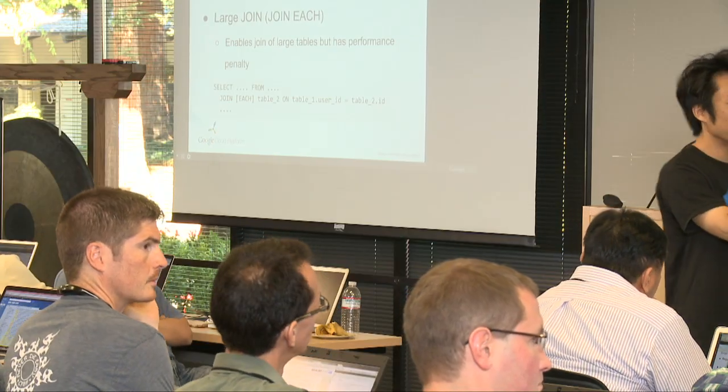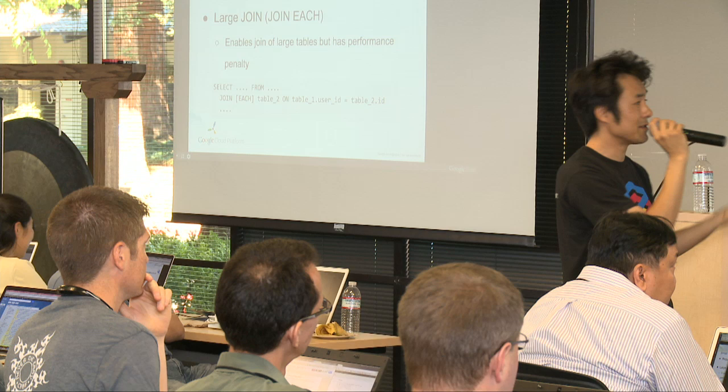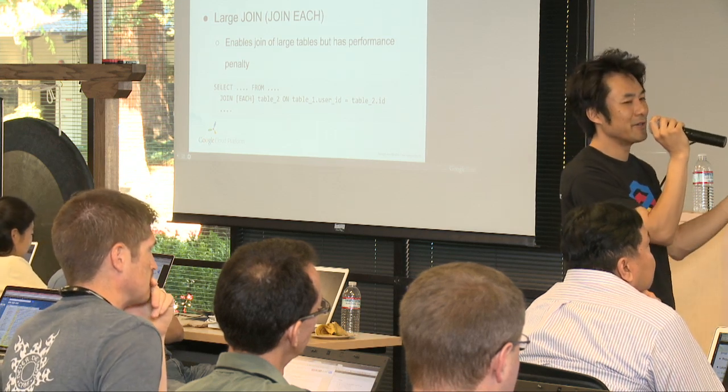What is the error we get if the size limitation is exceeded? I think it's something like the table size is bigger than the limit. Yes, it's not like error code 1 2 3 4 5.